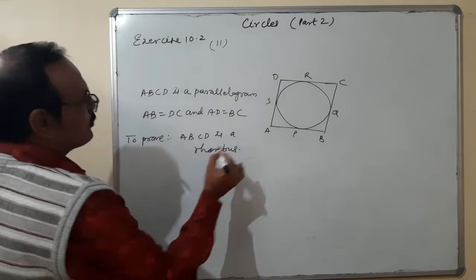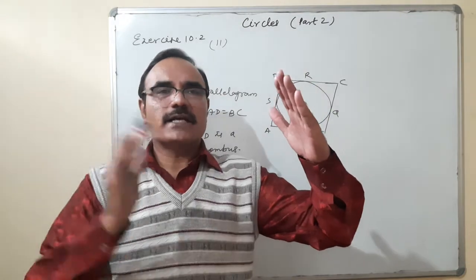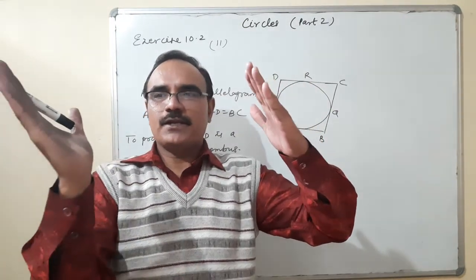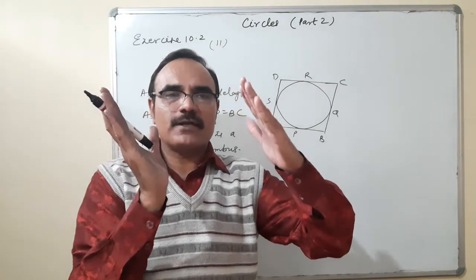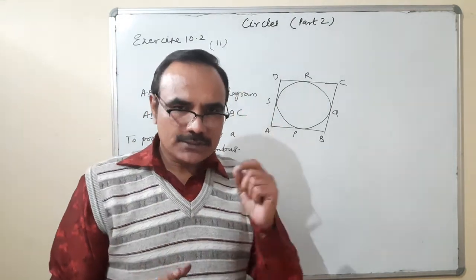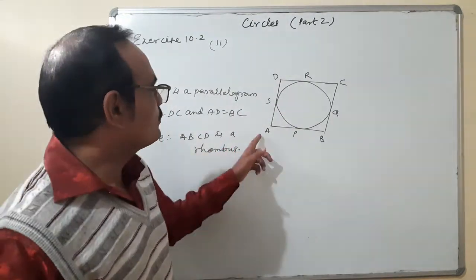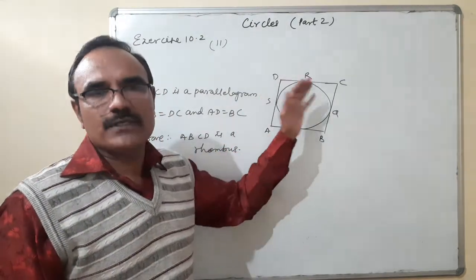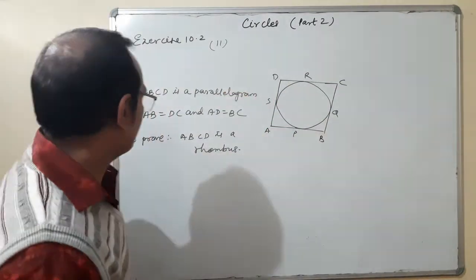How to prove a parallelogram is a rhombus? This is a parallelogram. Opposite sides are equal and parallel. If any two adjacent sides become equal, then the parallelogram becomes a rhombus. So simply we are going to prove that any two adjacent sides should be equal. If I prove that AB is equal to AD, then it becomes a rhombus. Already the parallelogram is given.